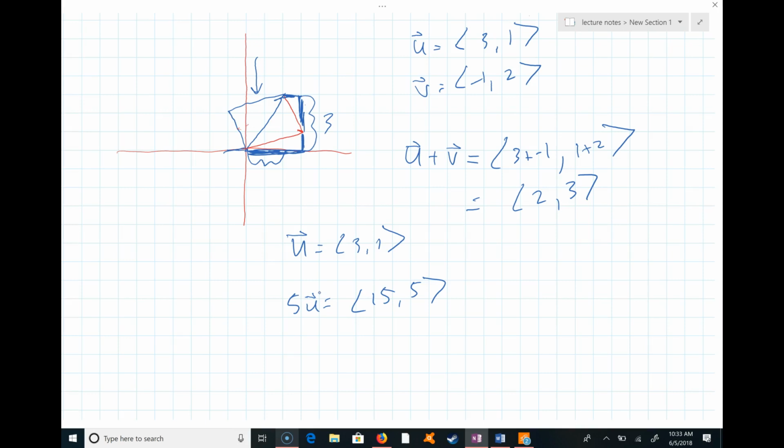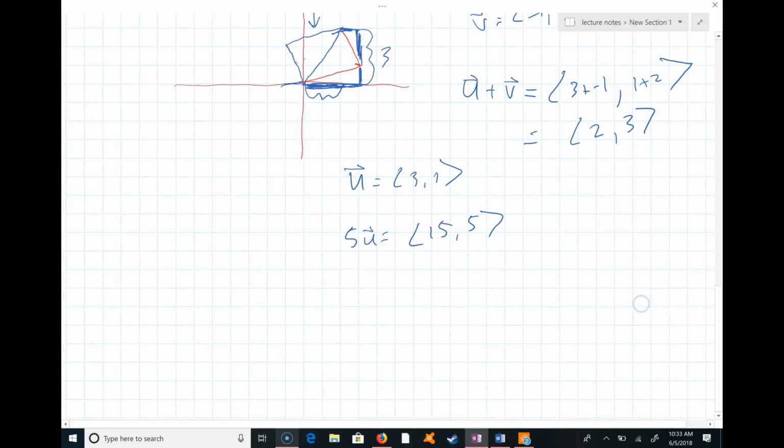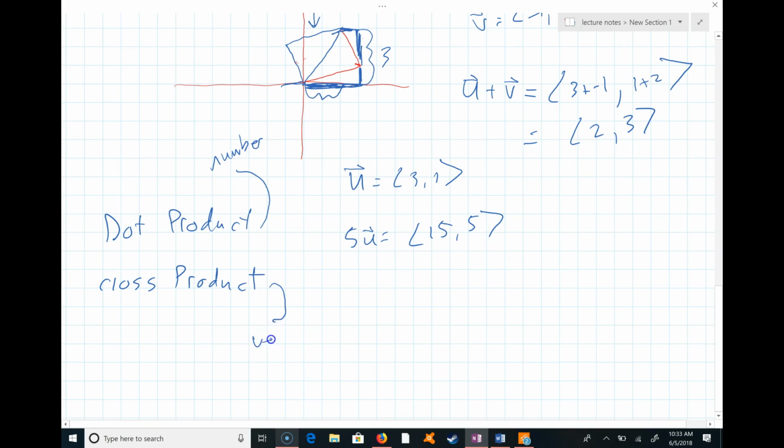Now, the other multiplications are called the dot product and the cross product. And I'm only going to teach you one of them, sorry. You have to take calc 3 to get the other one. So these are both vector multiplication. So you're multiplying a vector by a vector. And the interesting thing is that one of them produces another vector. The other one produces a number. Okay? So dot product produces a number. Cross product produces a vector.